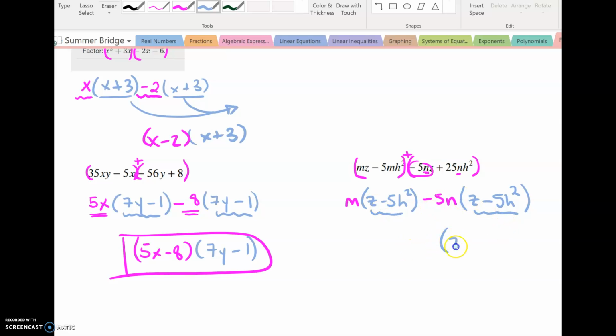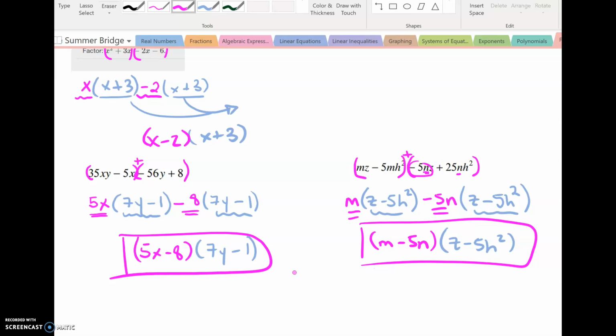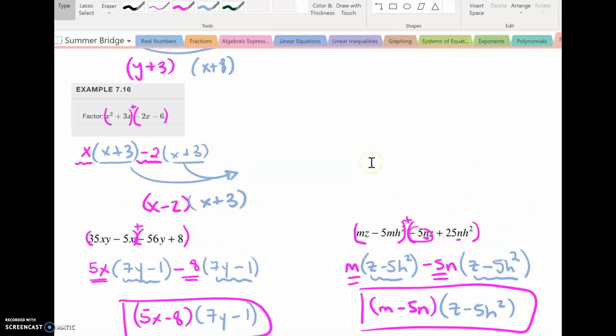Okay, so I'm going to factor those out. My last factor here is going to be z minus 5h squared, because that's what I factor out. And what you have left is going to be my first set of parentheses, m minus 5n. And that is factoring by grouping. Again, you can always double check yourself. So for example, let me double check us right here for this one. Okay, I'm going to bring it back up here.